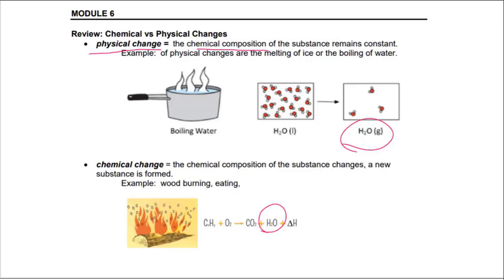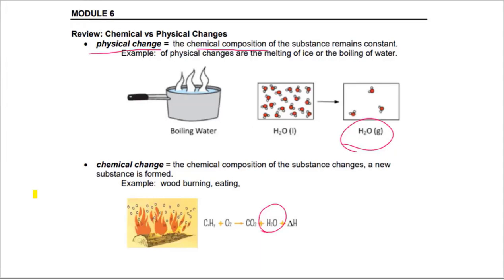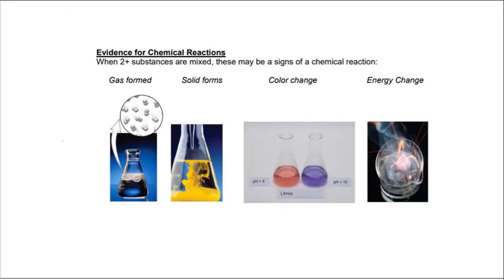So for the purpose of this unit, we are focusing on chemical changes. So looking at when the chemical composition changes and a new substance is formed. Wood burning and eating are just two examples, but there are thousands and thousands more examples. So then that leads us to, well, how do we know if a chemical reaction has occurred? Well, there's evidence that helps us to see if that happens.